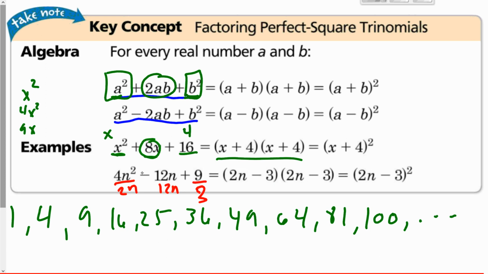But this is negative, so that means that these both need to be negative in here. That's the only difference, right? So if your middle is negative, that means both of these would be negative. If it's positive, then both of them would be positive. Okay, so that's how you can kind of use this. Again, you could just do CAB and you'd be fine.